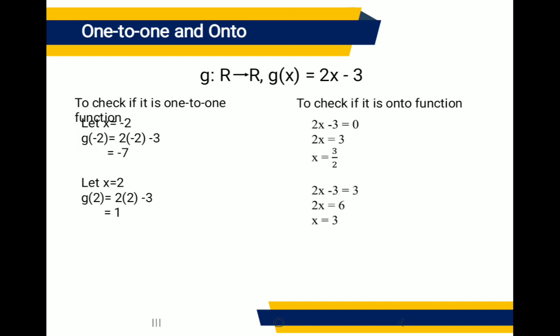Next one, to check if it is onto function, we will equate it to 0. So 2x minus 3 is equal to 0. So 2x is equal to 3, then x is equal to 3 halves. So 3 halves is also a real number. So ibig sabihin, onto function siya. Next, kung i-equate naman natin sa 3, so 2x minus 3 is equal to 3, then 2x is equal to 6, and x is equal to 3. So yung x is equal to 3 is also a real number.